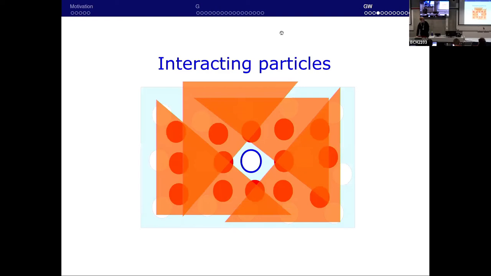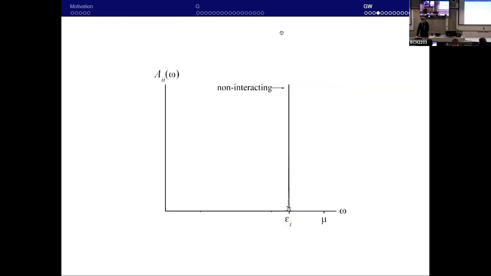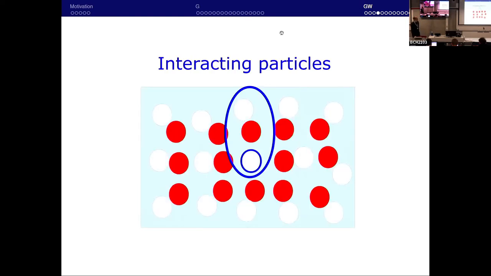Indeed, when we calculate a spectral function, that is the imaginary part of the Green's function, this is not dependent on the photon energy. The Green's function doesn't know anything about the photons. It just knows about the electronic excitations in the material.